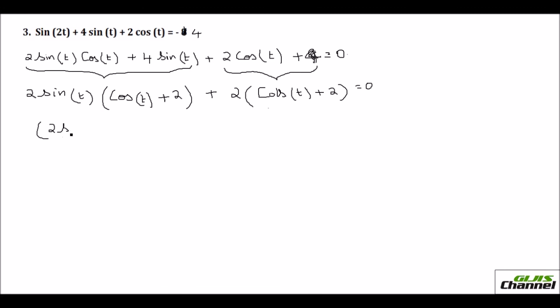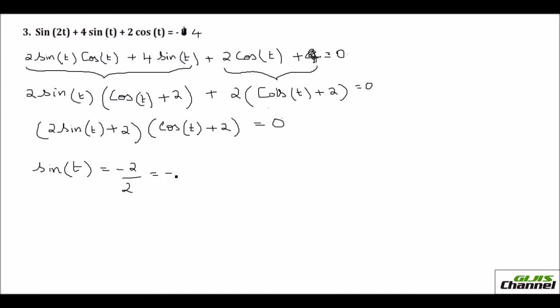Now I can put the ones outside as one factor. So that is 2 sine t plus 2 as one factor, and the other one is cos t plus 2, okay, equals 0. Equated to 0, what do we get? Sine t equals negative 2 over 2. So that is equal to negative 1, right? At what angle is sine t negative 1? There is only one possibility. Sine t is negative 1 at 3 pi by 2, okay? At 270 degrees.